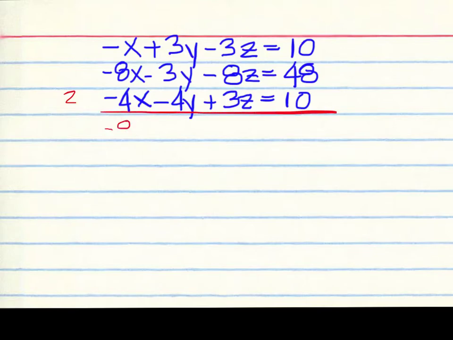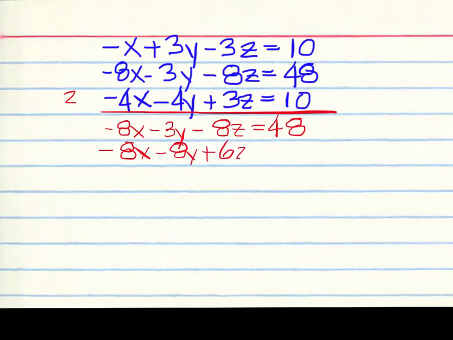So it stays as -8x minus 3y minus 8z equals 48. But on the bottom one, when you multiply it by 2, you get -8x minus 8y plus 6z, and that's equal to 20. If your signs are the same, you have to subtract, because these signs are the same, -8 and -8.